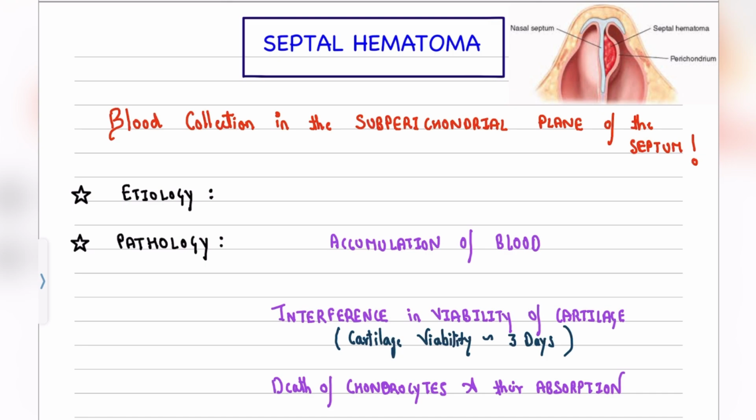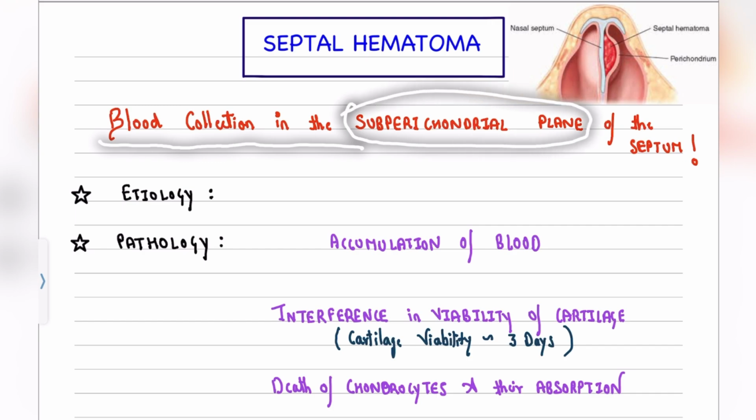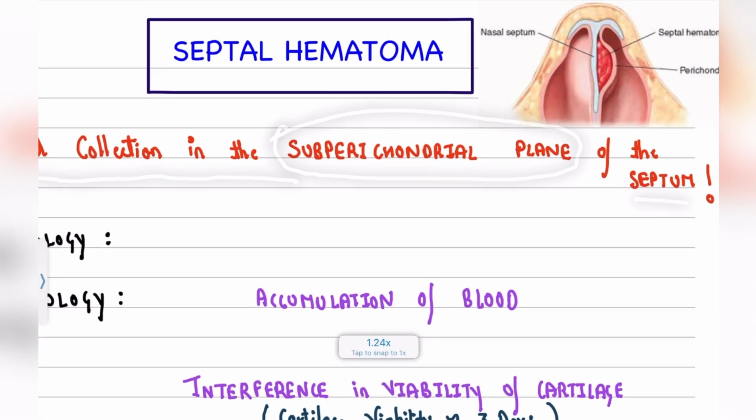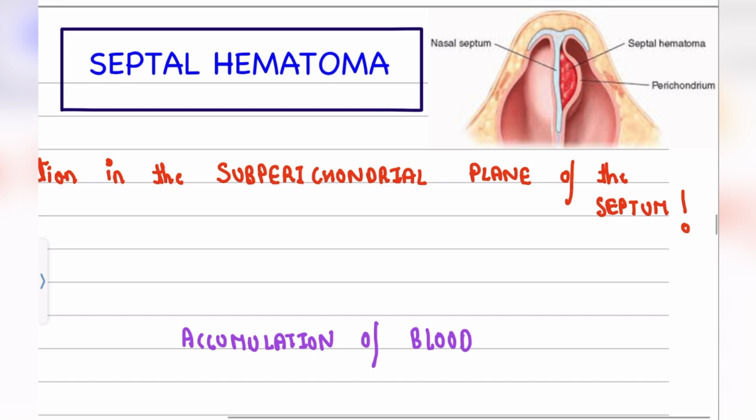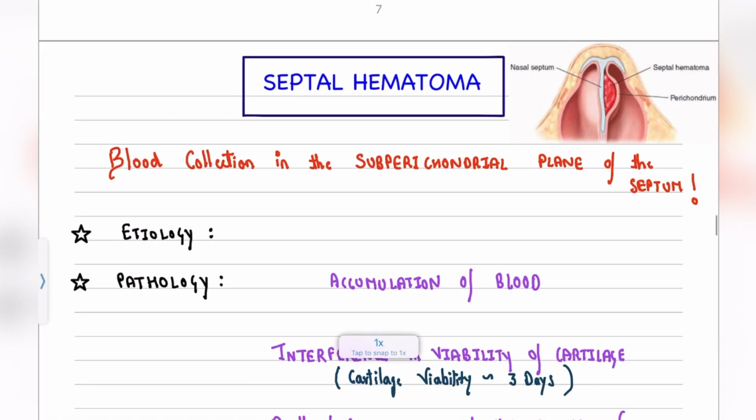Okay, guys. Now let's move our discussion to the next topic, that is septal hematoma. So as the name suggests, septal means septum and hematoma means blood collection. So going by the definition, septal hematoma is a blood collection in the subperichondral space of the septum. In this diagram, we could easily appreciate that this central portion is the nasal septum, this right here is the perichondrium, and in between these two structures, we have accumulation of blood, okay, referred to as septal hematoma. So there is blood collection.